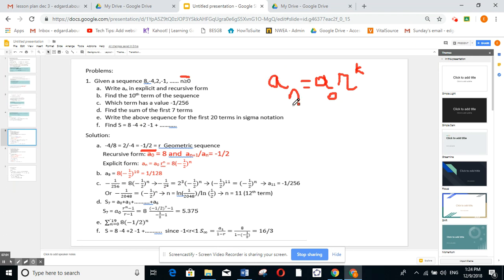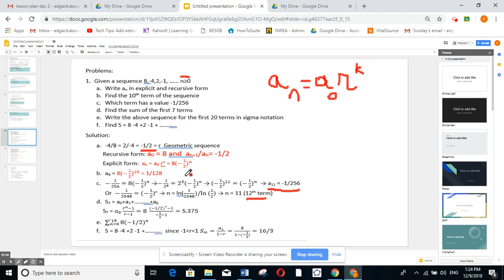So I write minus 1 over 256 equals a0 r to the power n. a0 is 8, r is minus half. So you can take 256, which is 2 to the power 8, and 8 is 2 cubed. Cross multiply down. It will be minus 1 over 2 to the power 11 equals minus half to the power n. So n is 11. So it's the 12th term.